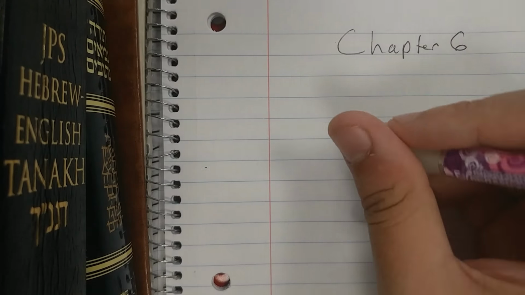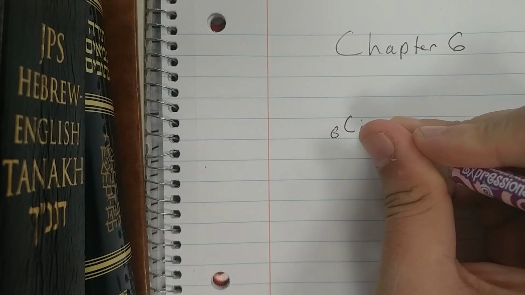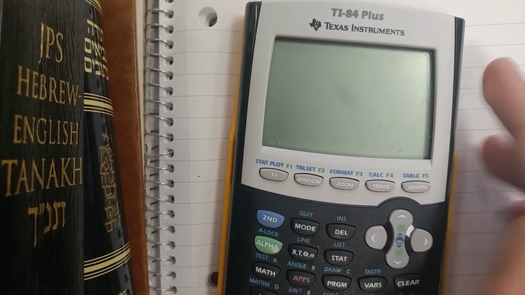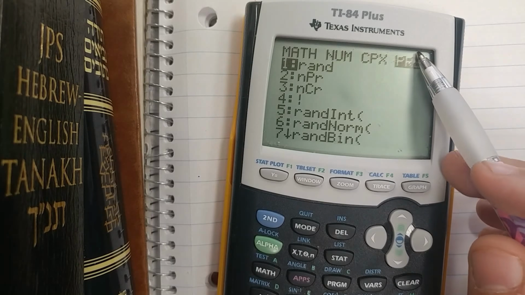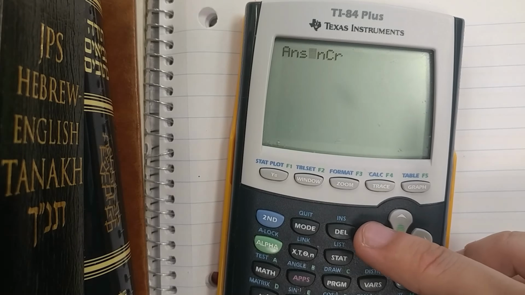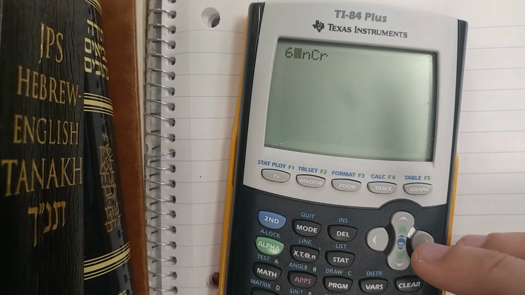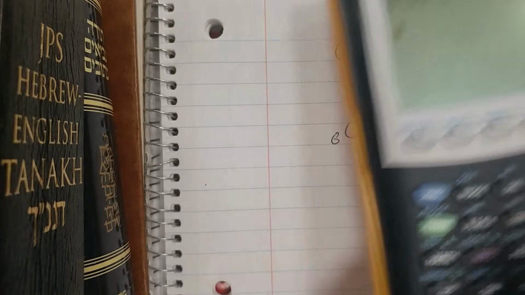Number 1, we'll do number 1, 6 choose 3. Now you could do it in your calculator by just going into math, go to the right to PRB, probability, and then go to nCr. Now for mine, I have to put in the number first. Some of you get a nice system where you can put in the number separately. So 6 choose 3, that's 20.